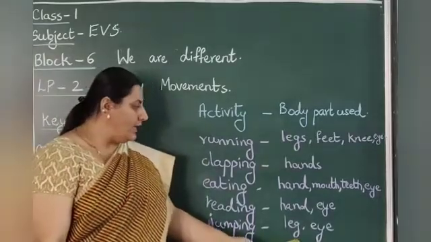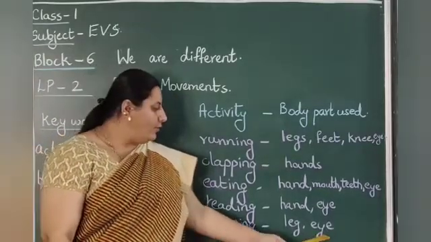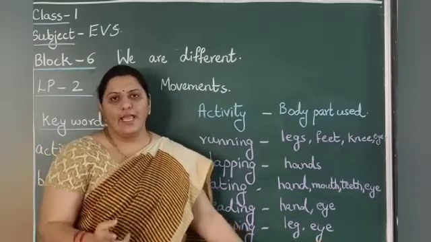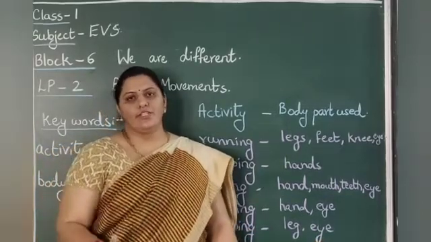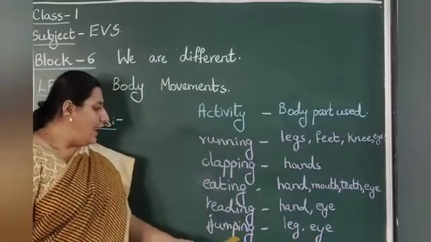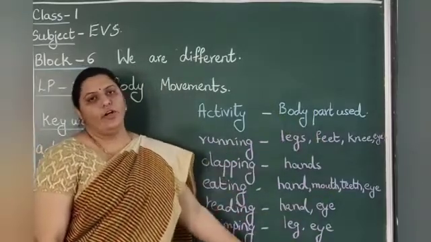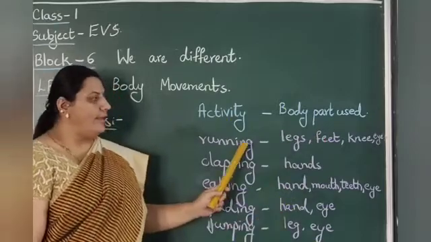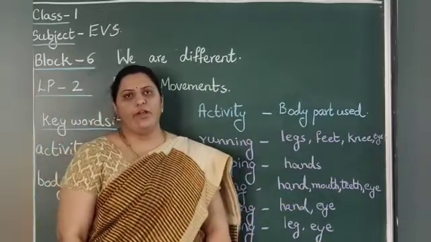Jumping. We use our legs to jump and we use our eyes to see again. If we see only, we can jump. Without seeing also we can jump, children. But eyes are also important. For each activity, eyes are very important for us.